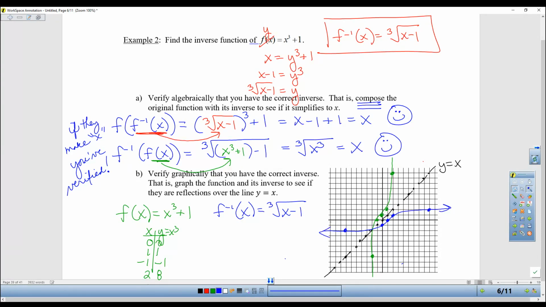So I know it reflects. I reflected all the points. So that's not really the test. Now the test is, is this a cube root function that has been moved over to the right one? You bet it is, because the original cube root function is 0, 0, 1, 1, negative 1, negative 1, like that. So this one is to the right one. So in every way that you've been learning precalculus in every test, this totally works. I hope you're liking inverse functions.